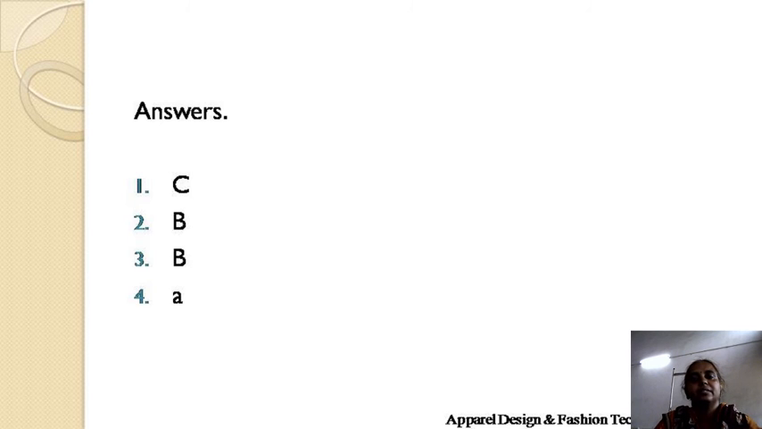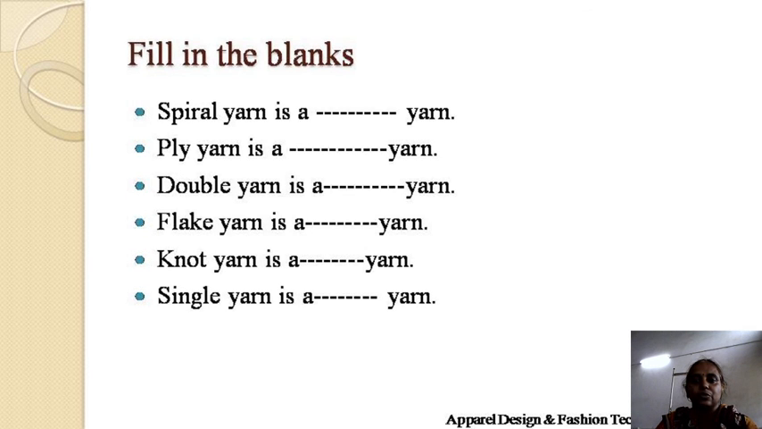So answers: first, C is the correct option, second one B, third one B, fourth one A. So these are the answers for those questions. In the same way, you have to fill up the blanks. First one, spiral yarn is a dash yarn. Second, ply yarn is a dash yarn. Third, double yarn is a dash yarn. Flake yarn is a dash yarn. Knot yarn is a dash yarn. Single yarn is a dash yarn. After knowing those, you have remembered. So you have to remember that flow chart. If you remember that flow chart, you can easily answer or fill up these blanks.